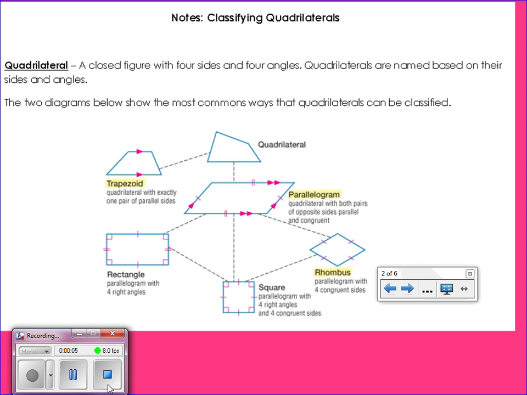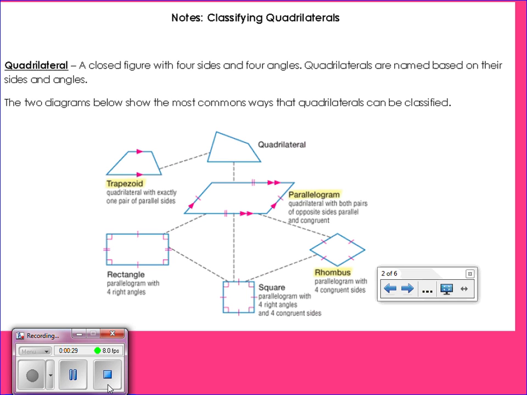About classifying triangles. You remember acute, right? Yes. Scalene, isosceles, and equilateral, right? So when we classify triangles, we can give them two different names, one for their angles and one for their sides. When we're classifying quadrilaterals, we're going to kind of combine angles and sides, and that's how we figure out what its name is going to be.